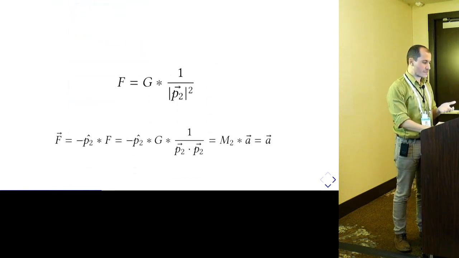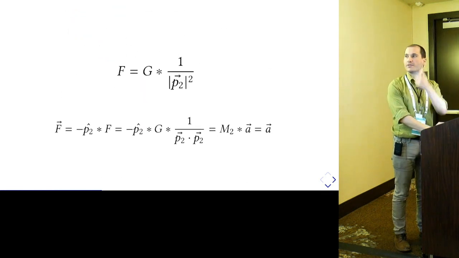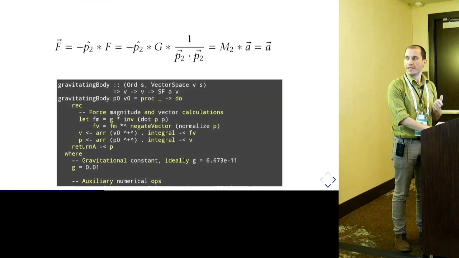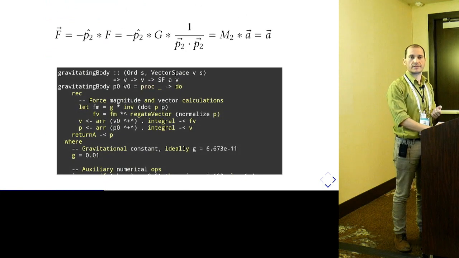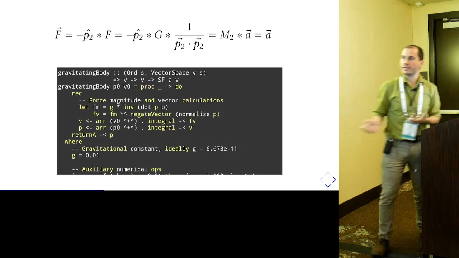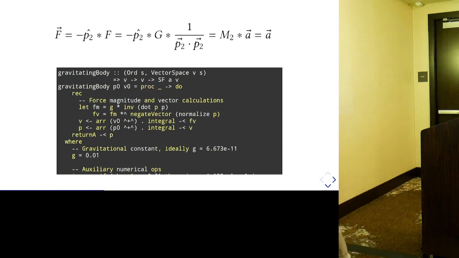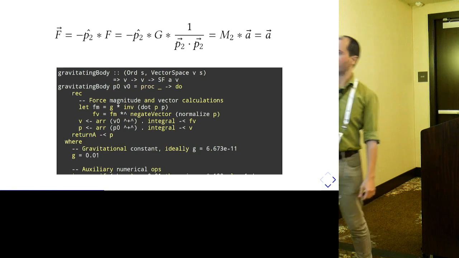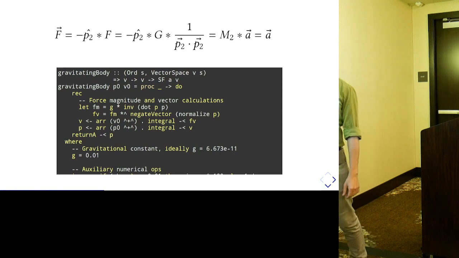So you kind of derive this equation from the textbooks, and you could just write it directly. You can say that the magnitude of the force is the constant of gravity multiplied by the inverse of the dot product of the position with respect to the center. And then you calculate the vector, integrate, and you get the position.